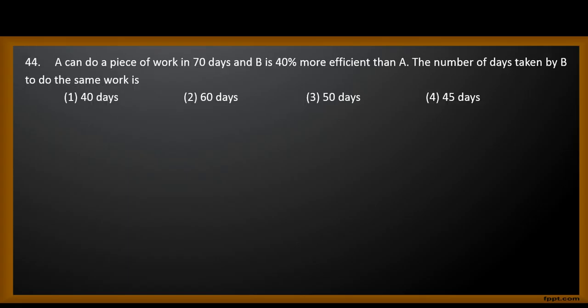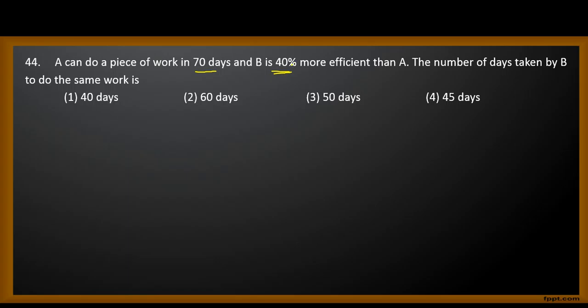Now look into this question. A can do a piece of work in 70 days. B is 40% more efficient than A. The number of days taken by B to do the same work is?